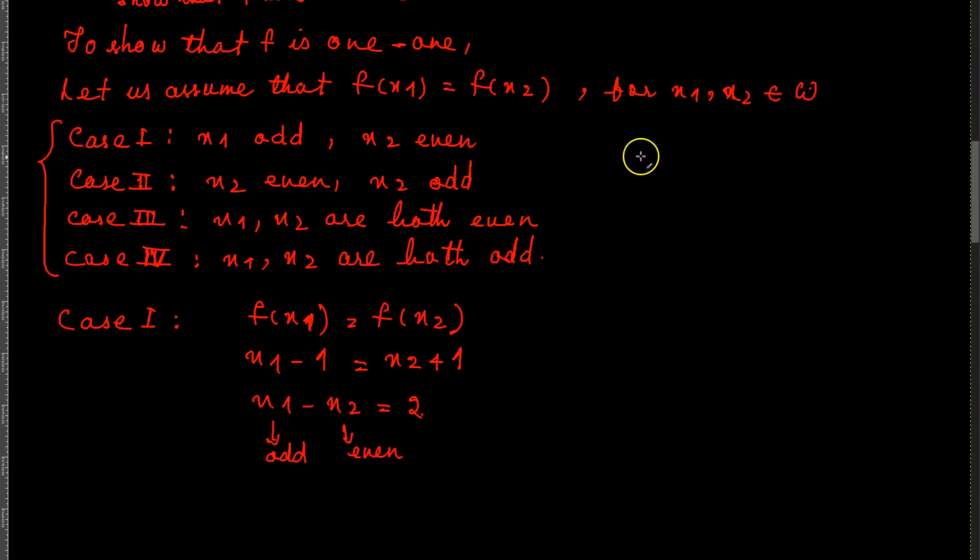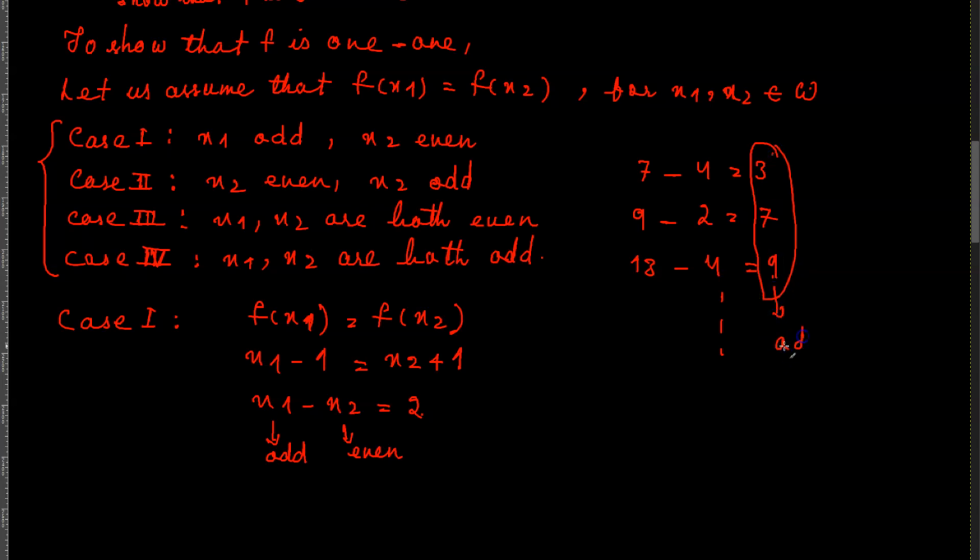suppose that you have some odd number, for example 7, and you subtract from that an even number like 4, you will get a 3. You have an odd number, for example 9, and subtract from that an even number, for example 2, you will get a 7. An odd number, for example 13, and subtract from that an even number 4, you will get a 9, and so on. So you can see that all of these numbers are odd numbers.